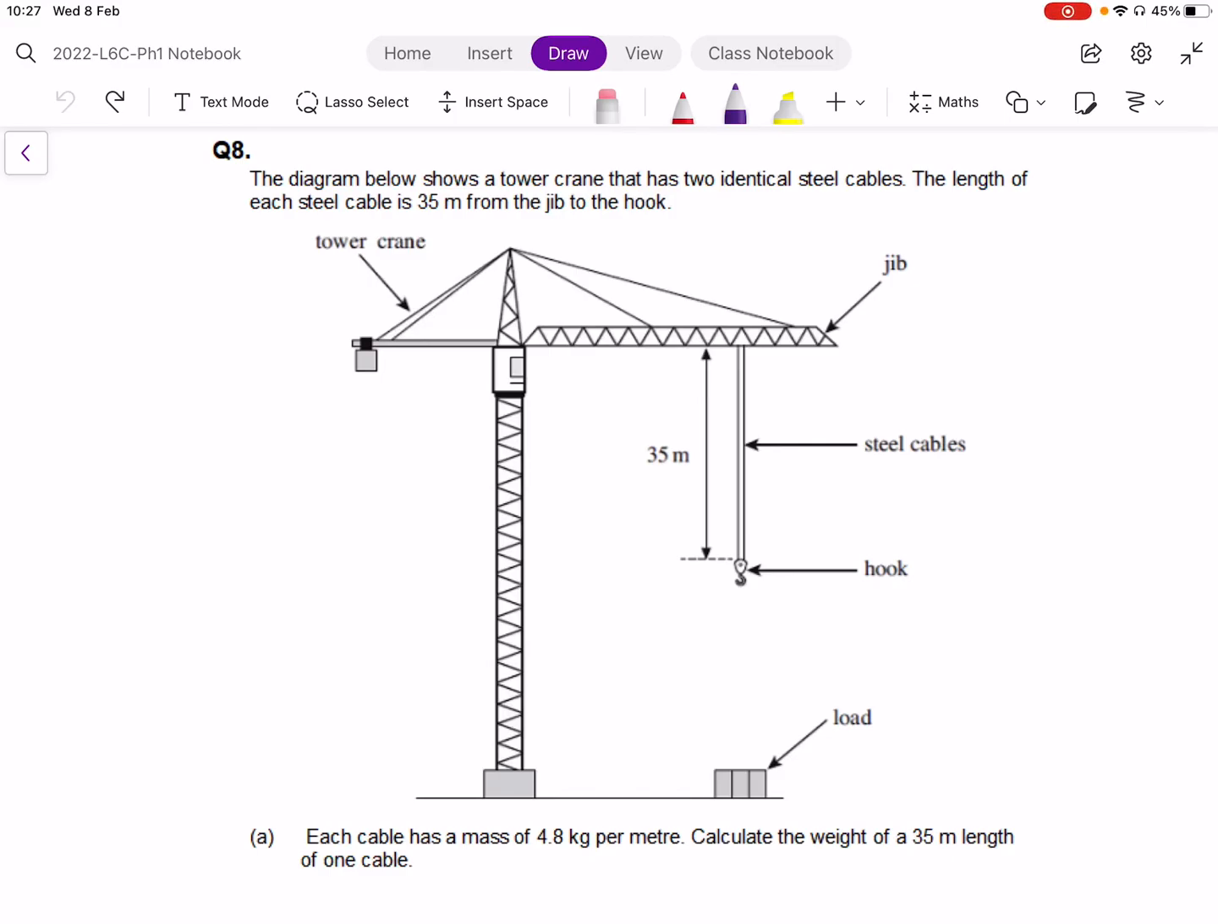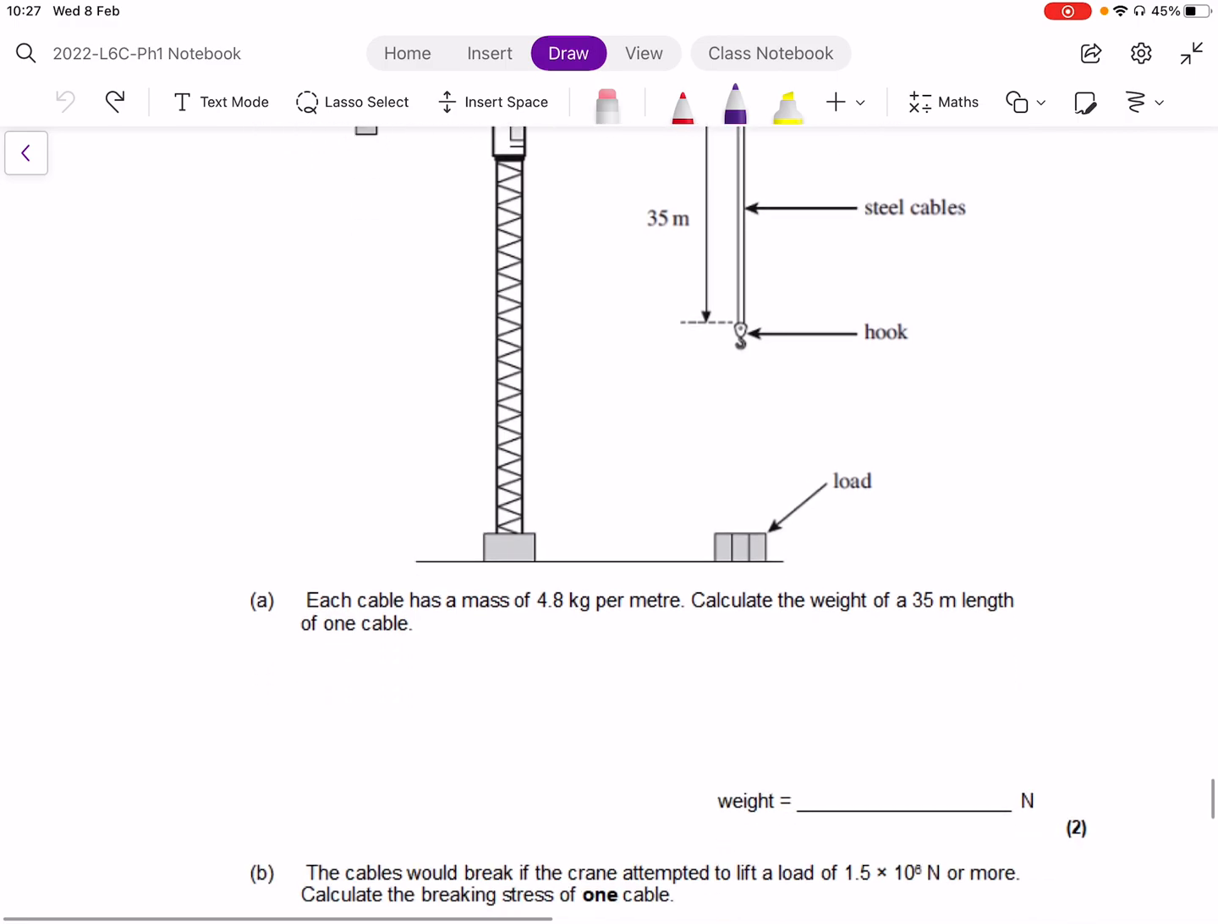Okay, so looking at question 8 here, we see we have two cables, 35 meters long. We're told each cable has a mass of 4.8 kilograms per meter. Find the weight of a 35 meter length of one cable. So we know that weight equals mass times gravity.